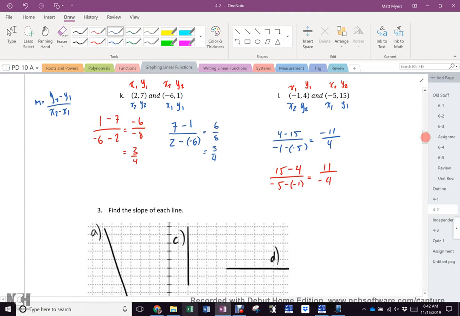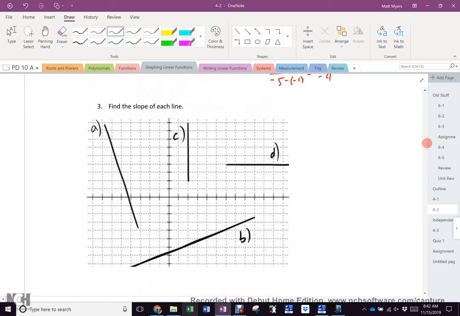Number 3. I want to find the slope of line A. What is wrong with going to the ends like you all want to do? They're not on proper points, are they?